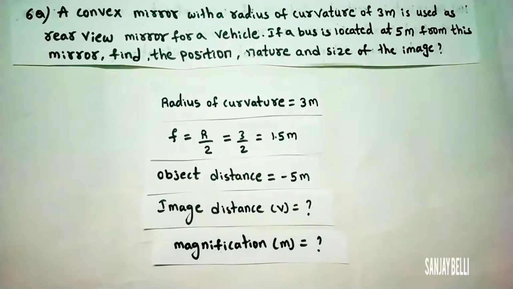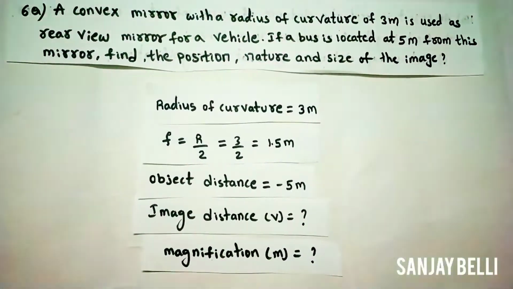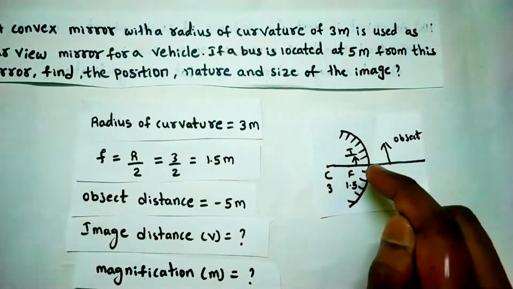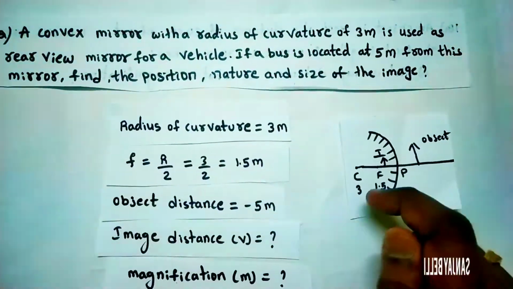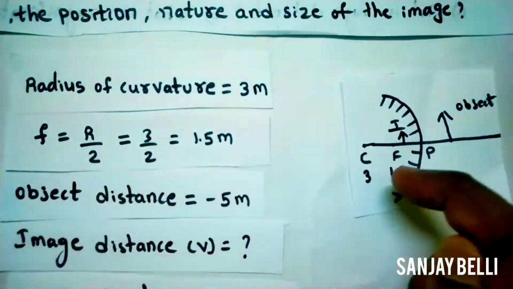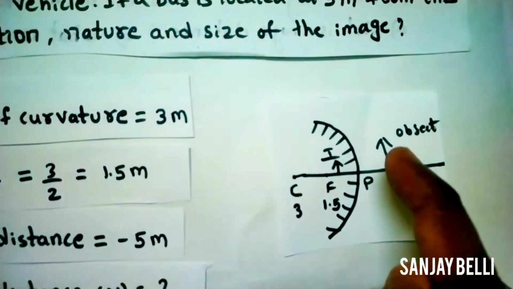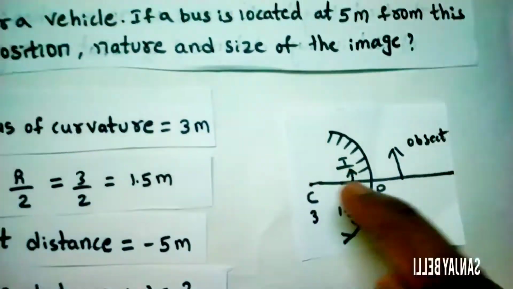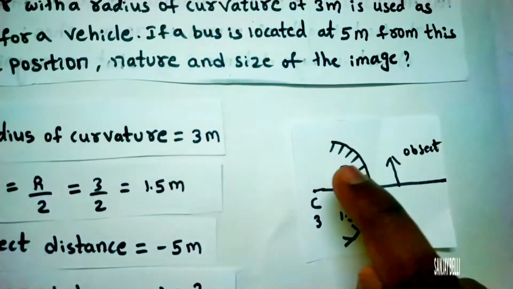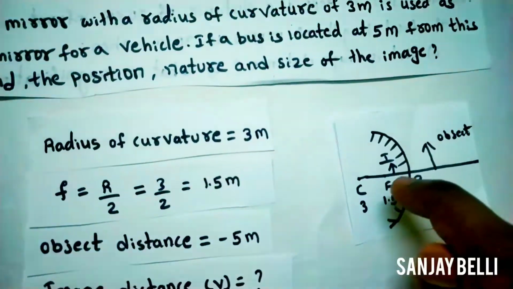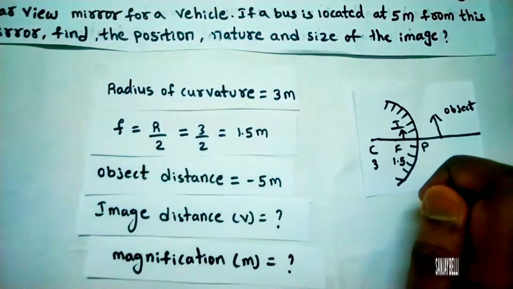Now let me show you the rough diagram. You have your rough diagram, convex mirror P, F, C. Radius of curvature is 3 meters, so focal length will be 1.5, and this is your object. So the image is always obtained between P and F. Here I represents the image, that means your V value should be less than 1.5.